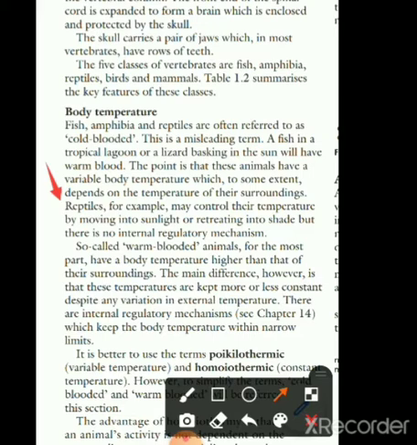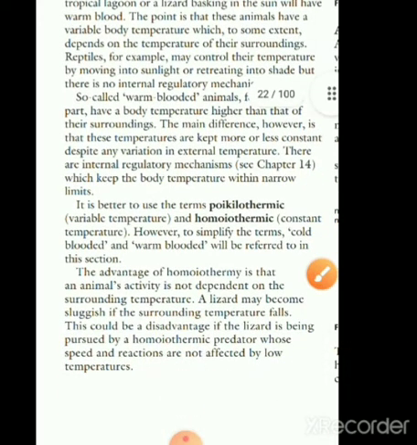Next, the main difference is that these temperatures are more or less constant. Basically, warm-blooded organisms are not dependent on external climate or temperature, but cold-blooded organisms are dependent. They might get frozen up, or they might have to hibernate and hide in certain areas. Okay, that's it till this point.